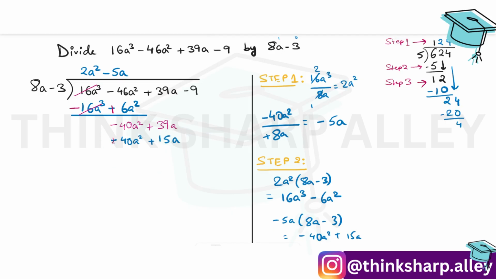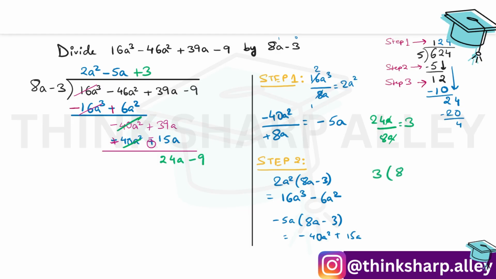Then remember, we have to change the sign. So this becomes plus while this becomes minus. First two terms get cancelled because minus 40 plus 40 gets cancelled. Now plus 39 minus 15 gives me plus 24a, and we have to bring minus 9 down. Once again, we'll repeat step 1. So we'll divide the first term, that is 24a, by 8a. And a by a gets cancelled. 24 divided by 8 is 3. So plus 3 goes in the quotient.